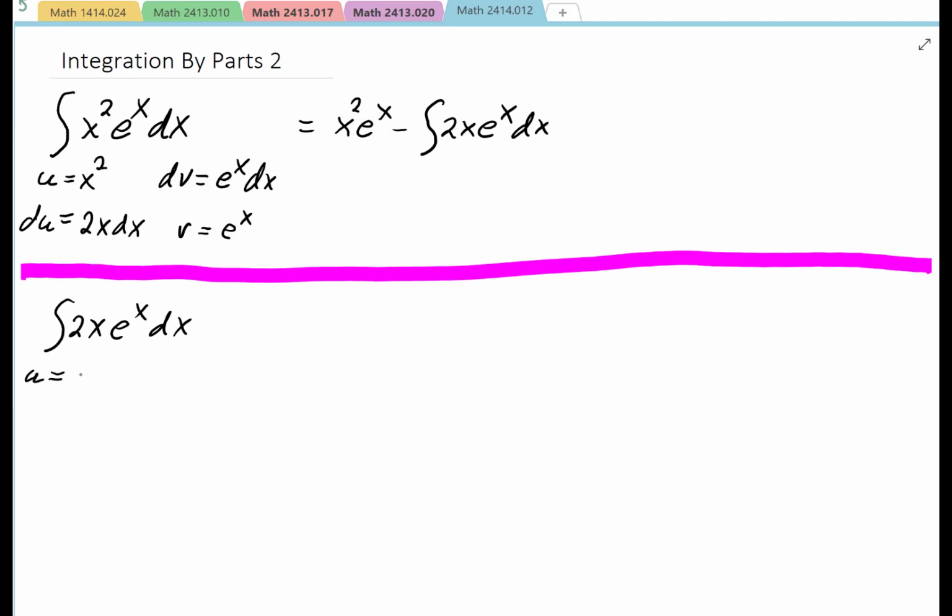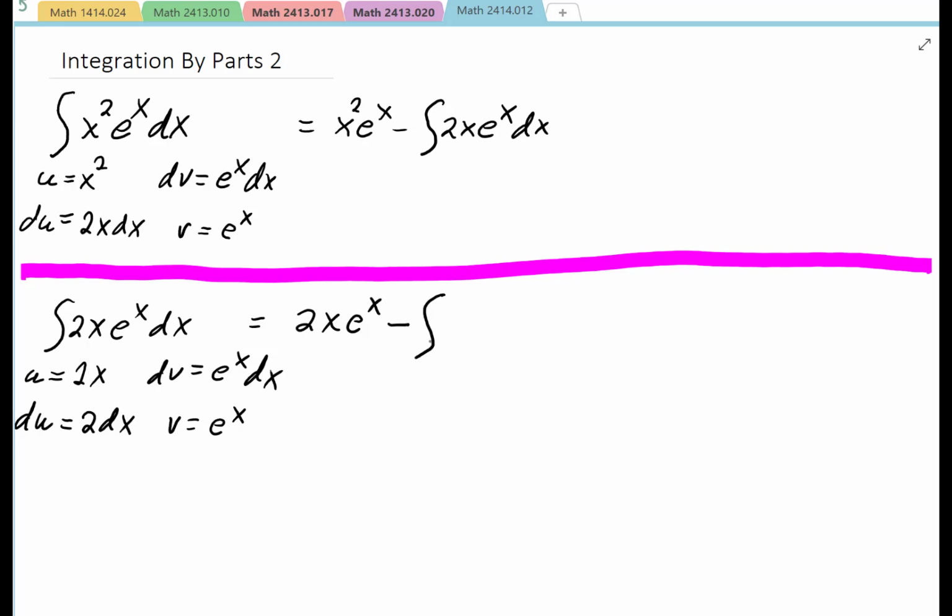So again, I'm going to let u be that algebraic part, the 2x. dv is e to the x dx. du is going to be 2 dx, and v is e to the x. Okay, so we plug this into the integration by parts formula, and it's u times v, so it's 2x e to the x minus the integral of v times du, 2 e to the x dx.